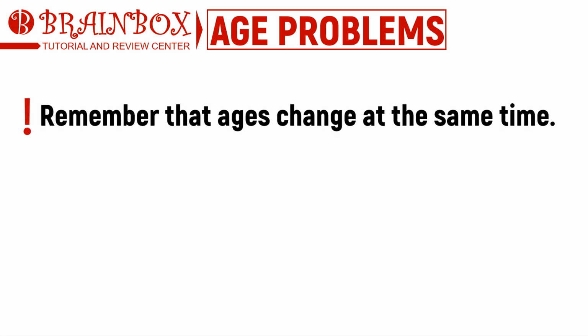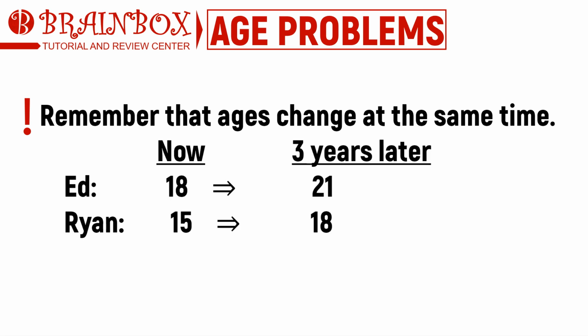In these problems, it is very important to remember that ages change at the same time. For example, if 2 people are considered and 5 years have passed from now on, at that specific point of time, they are both 5 years older. For example, Ed and Ryan are considered and they are now 18 and 15, respectively. After 3 years they will both be 3 years older. That is, Ed will be 21 years old while Ryan will be 18 years old.